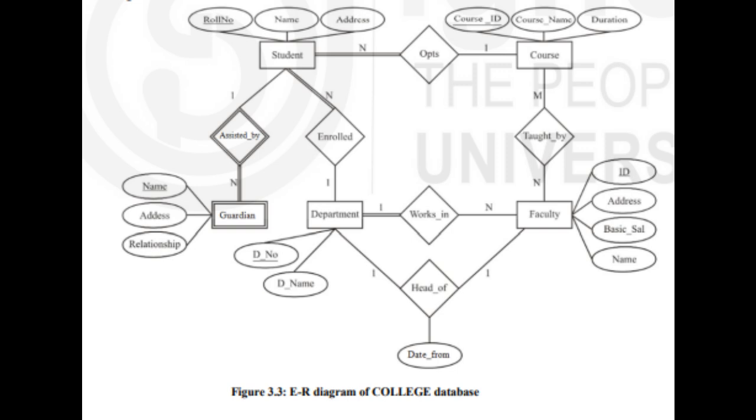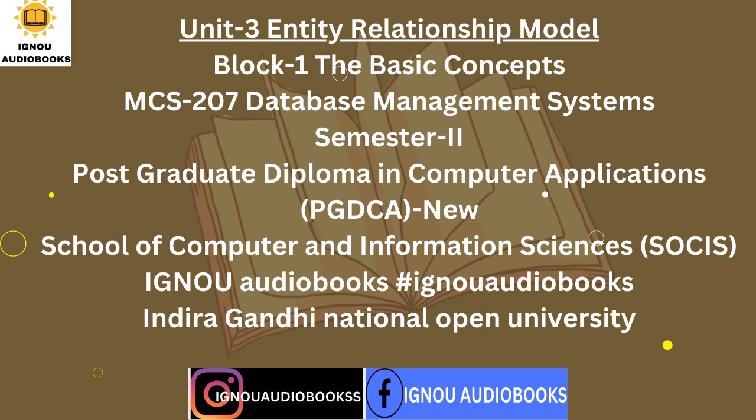Faculty: id, name, address, basic_sal. Department: d_no, d_name. Course: course_id, course_name, duration. Figure 3.4, Conversion of strong entities to relations. 2. For each weak entity type W in the ER diagram, you create another relation R that contains all simple attributes of W.